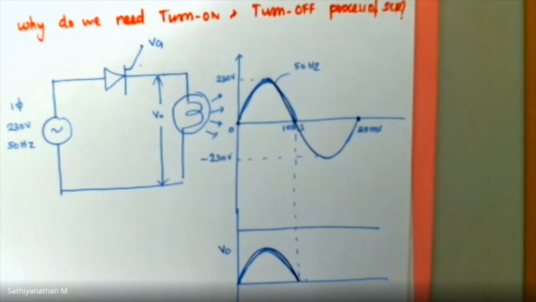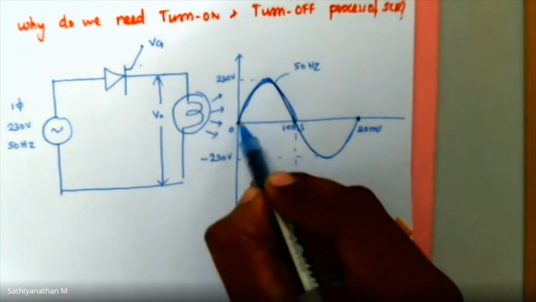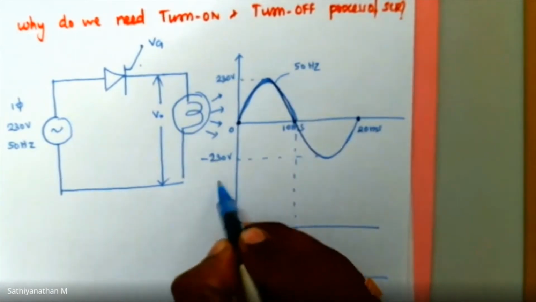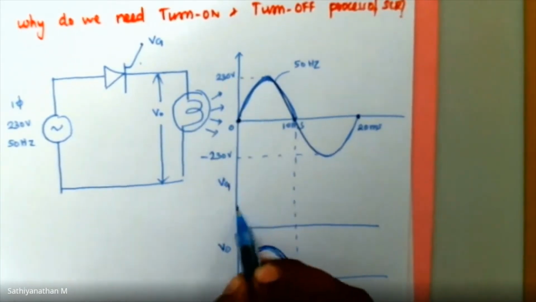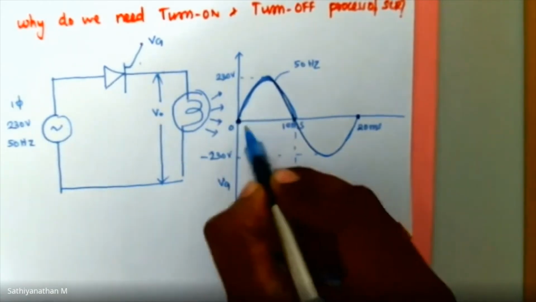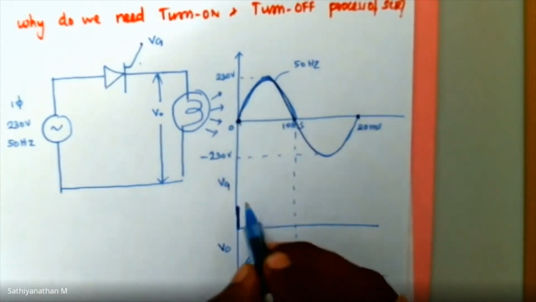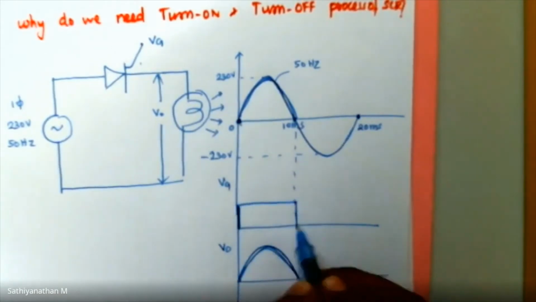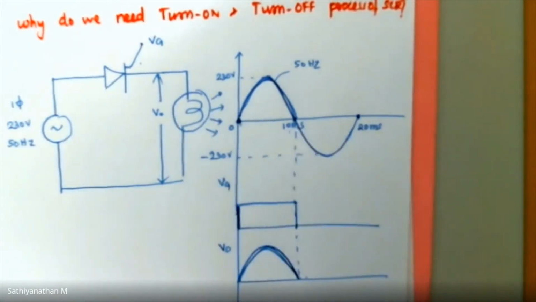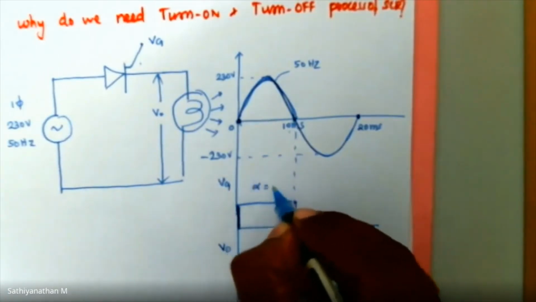Somebody please tell me the answer. Bharanidharan said 0 degree. Very good. 0 is very good, right? So if you start at this point, you have to provide a gate pulse at 0 angle, right? At 0 time period, you have to provide a pulse. And you have to stop the pulse at 10 millisecond, right? So this is called firing angle 0 degree.